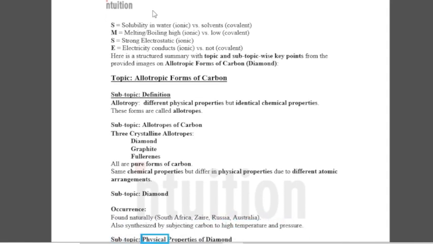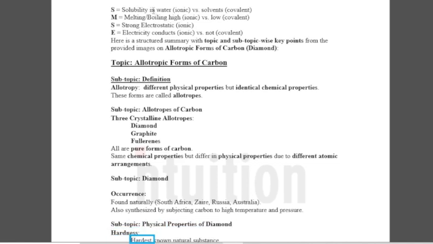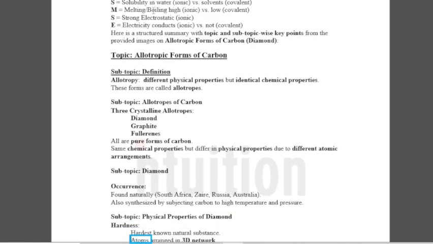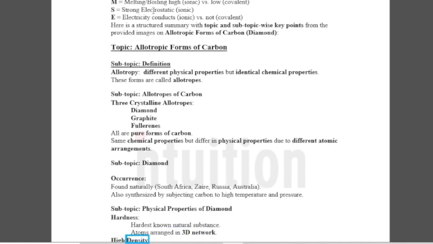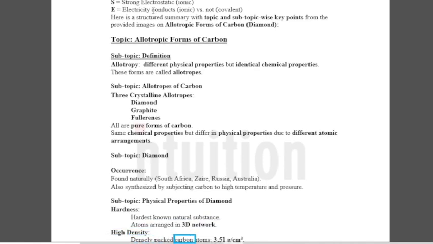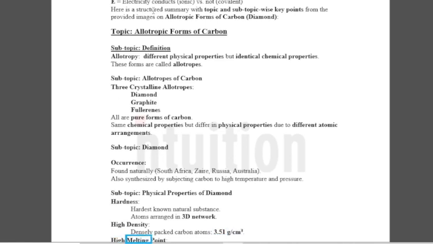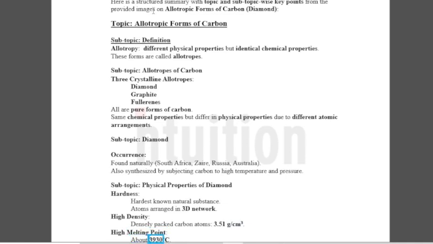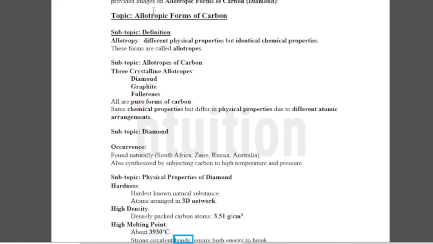Subtopic: Physical properties of diamond. Hardness: the hardest known natural substance, with atoms arranged in a 3D network. High density: densely packed carbon atoms, 3.51 g/cm³. High melting point: about 3930 degrees C, because strong covalent bonds require high energy to break.